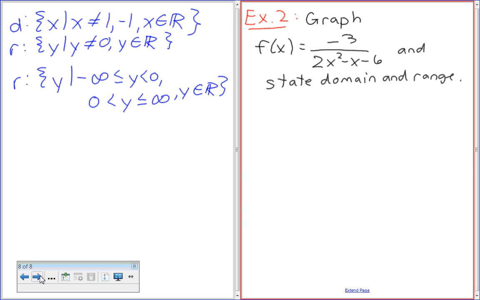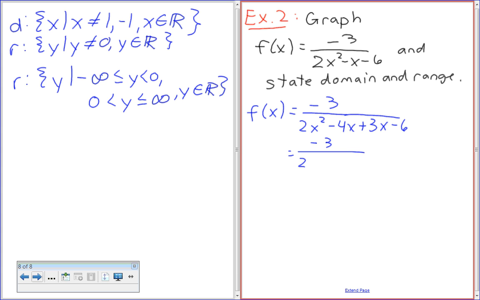I'm going to do this one at 100 miles an hour. You tell me when I make a mistake, please, okay? First step I'm going to do is factor. So f of x is equal to -3 over 2x squared minus 4x plus 3x minus 6, which is -3 over 2x(x minus 2) plus 3(x minus 2). So f of x is equal to -3 over (x minus 2)(2x plus 3).